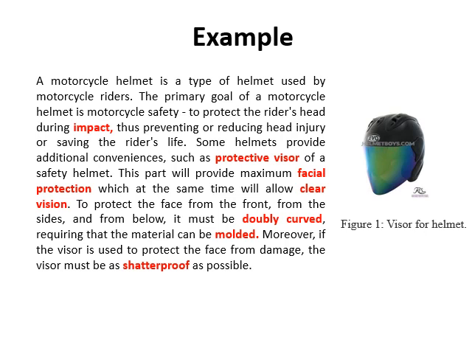So note these red color keywords over here. Impact means that you need to have the impact Charpy test or impact value. Then the protective visor, which is the function, which is the facial protection. The other words are clear vision, meaning the material needs to be transparent; doubly curved, which means the material can be molded; and shatterproof, meaning the material has elastic properties, stiff enough but not brittle as glass.